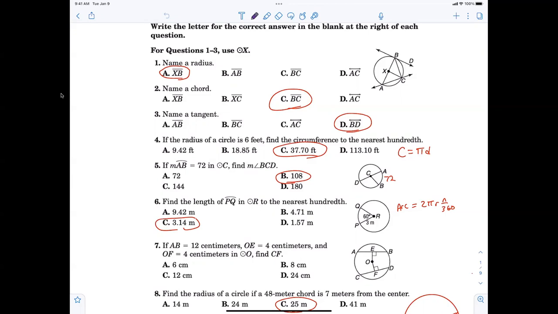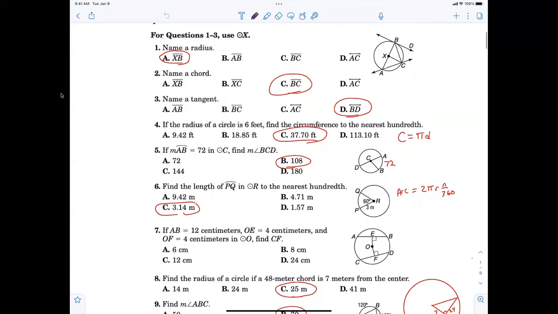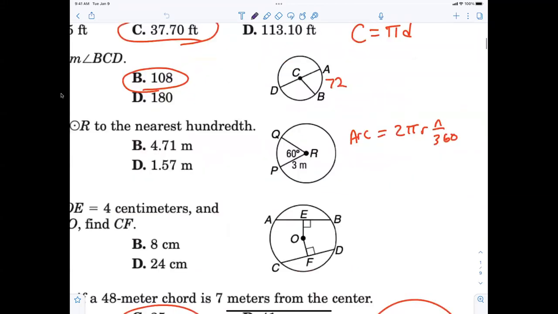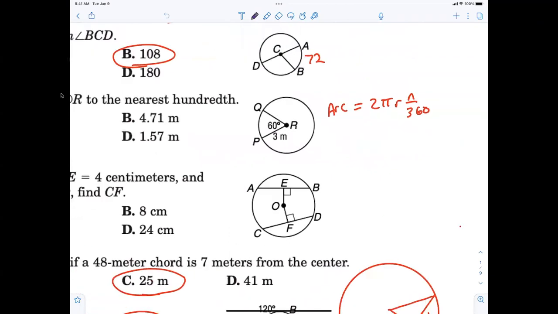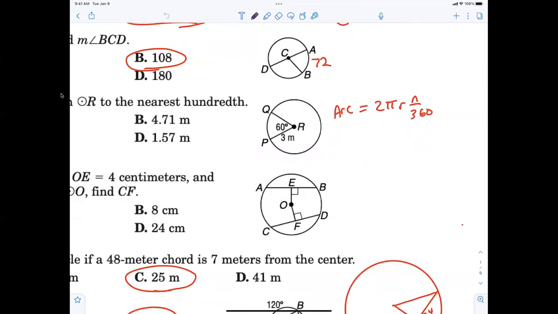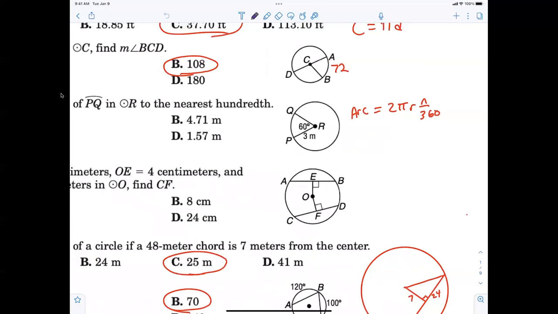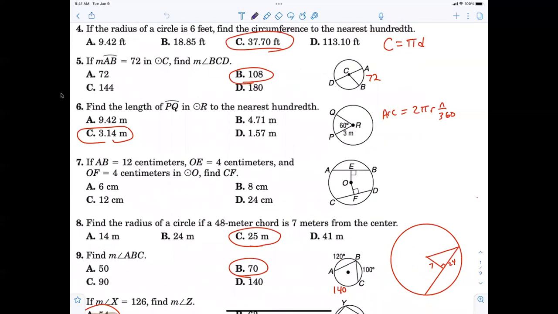Yes. I was kind of confused on 6. 60 degrees is what fractional part of the circumference? 1/6. Right. So the radius is 3, right? Yeah. So it's 6 pi divided by 6. Okay. Do you agree with that? Yeah.